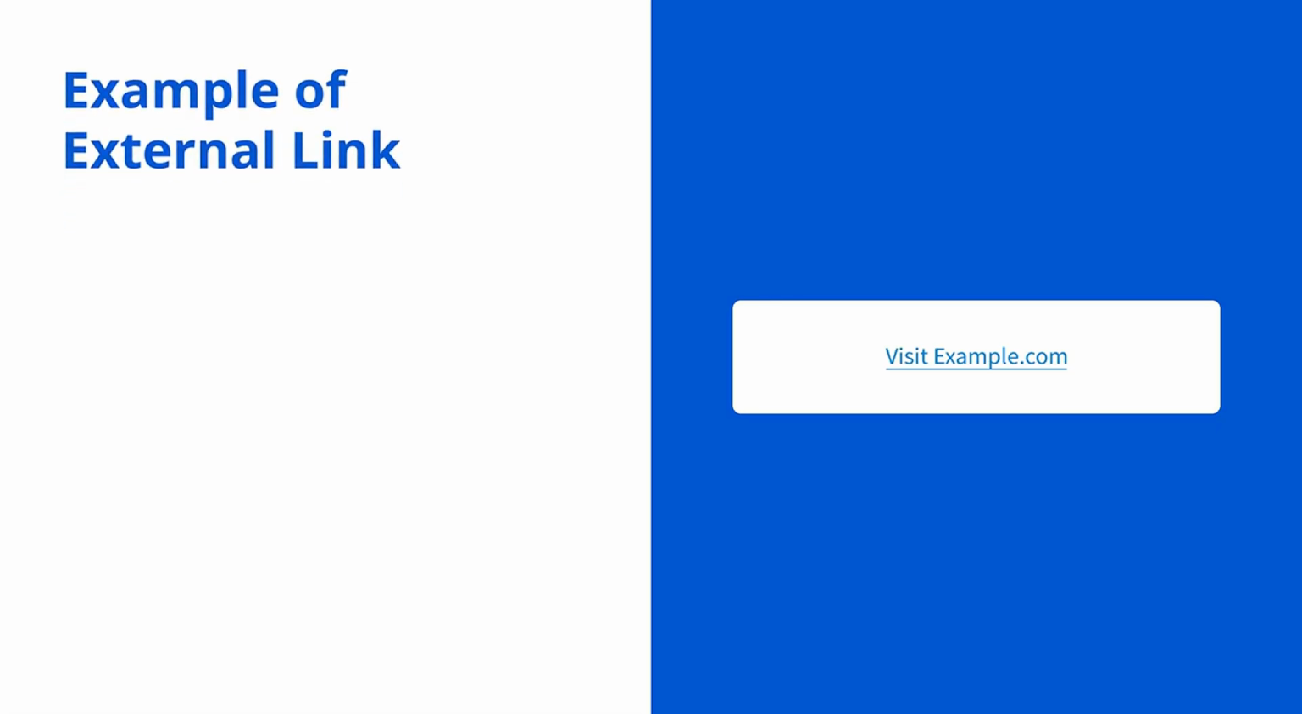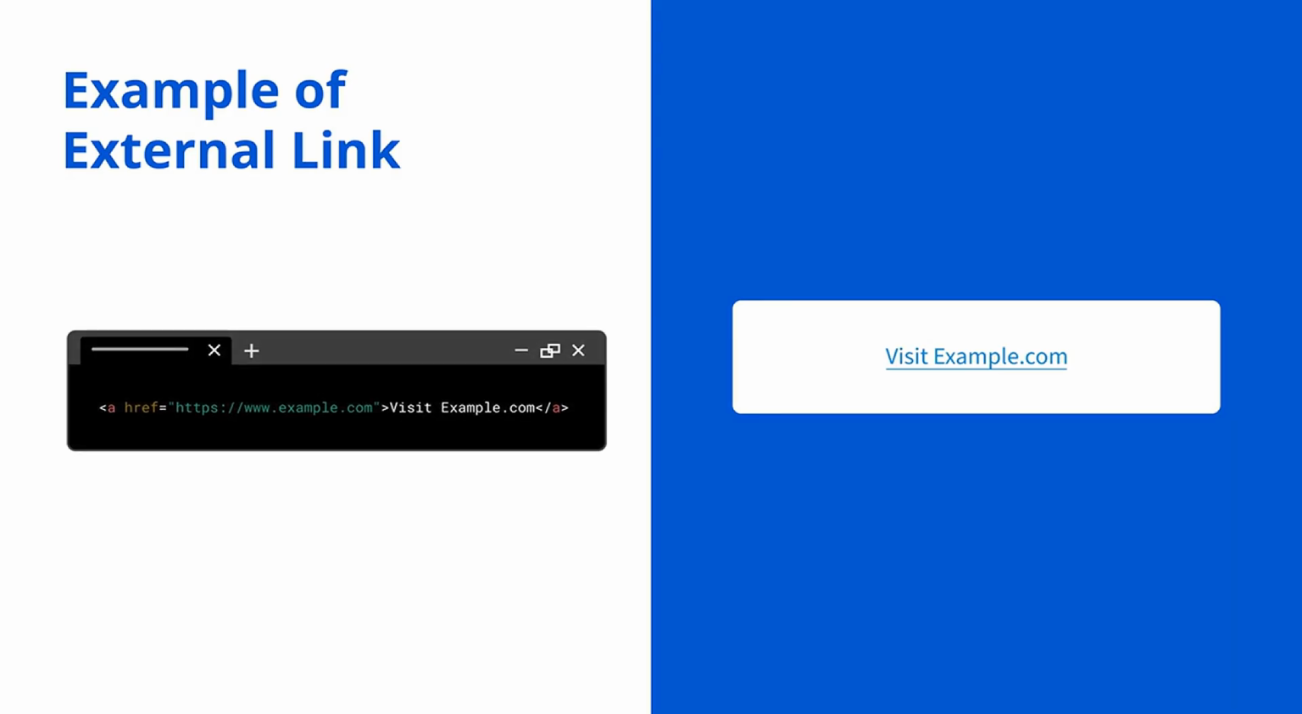Finally, let's investigate links. Links are crucial in guiding users through your website, connecting different pages or sections seamlessly. To create a link, use the A tag, which stands for anchor. It's like creating a bridge to another page or section. Here's how you can create a basic link to an external website. The href attribute specifies the URL you want to link to, and the text between the opening and closing A tags is what the user clicks on.